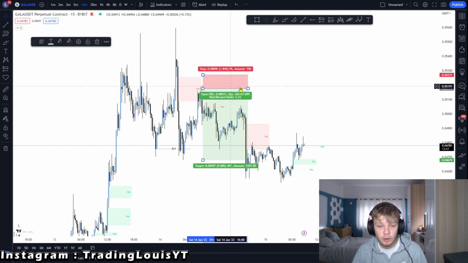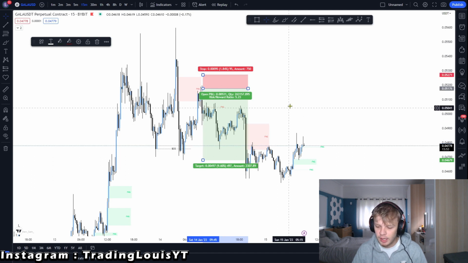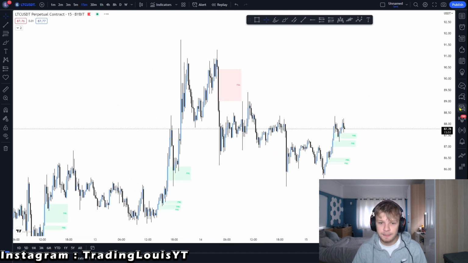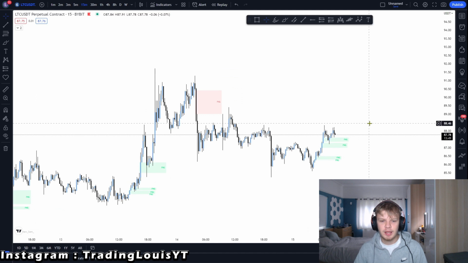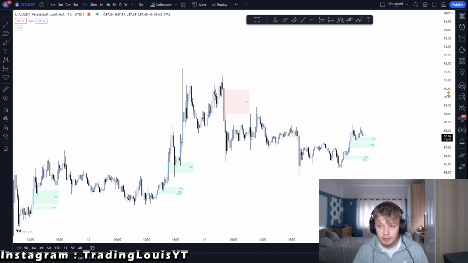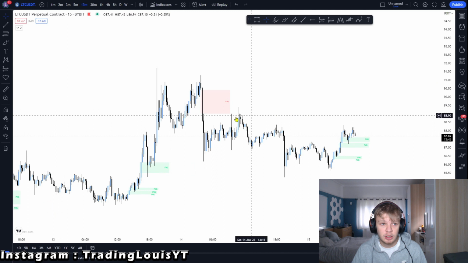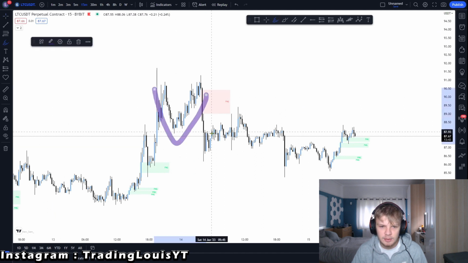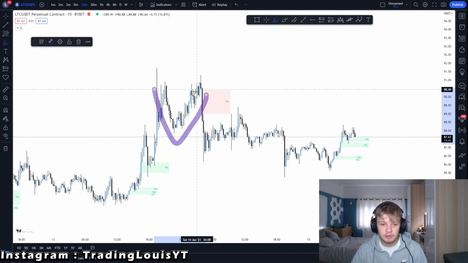Even if you want to put your stop loss at the top of the fair value gap, that would have been a 1 to 5, a perfect trade. And yeah, I could show you these examples all day long. They happen all the time. So here we go, another chart. As you can see, we get this nice V pattern. This is what you want to be looking for.